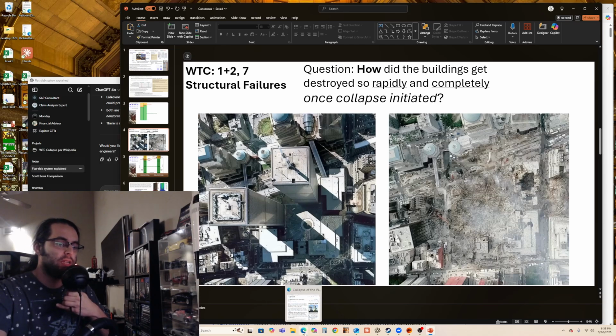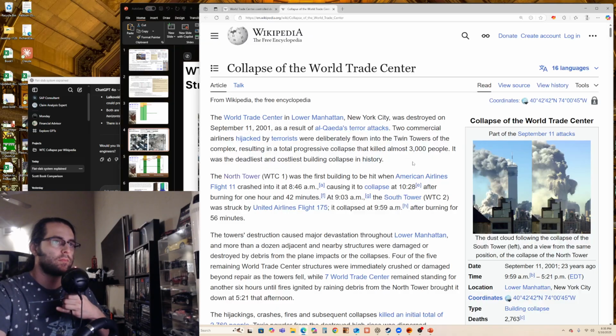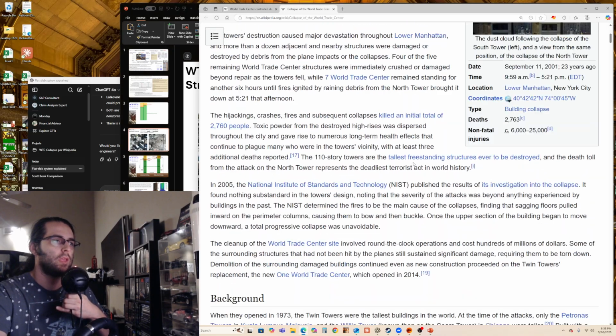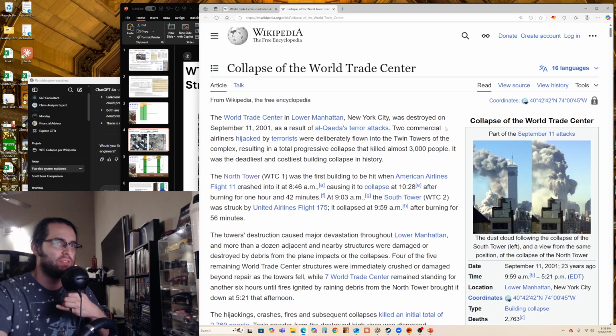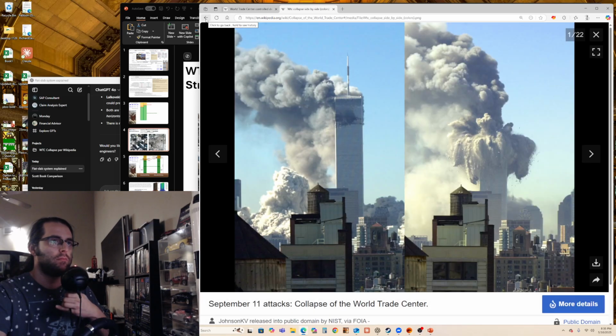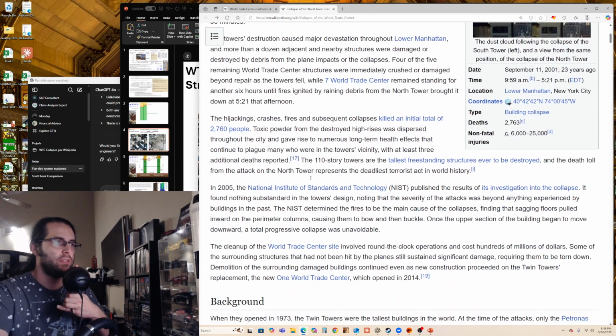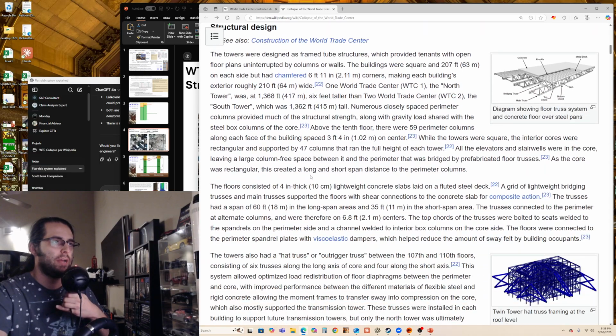So let's start with Wikipedia. Collapse of the World Trade Center. This is what it looked like. That's after the Tower 2 collapsed, and then it's exploding into debris. So how did it happen?